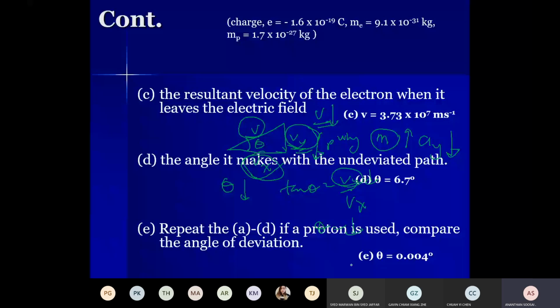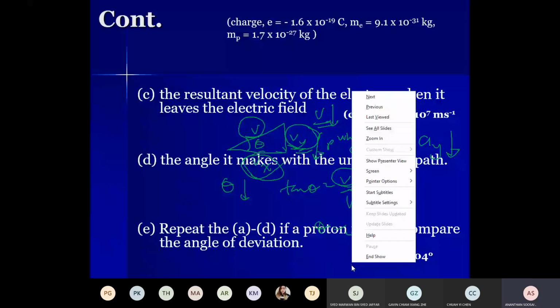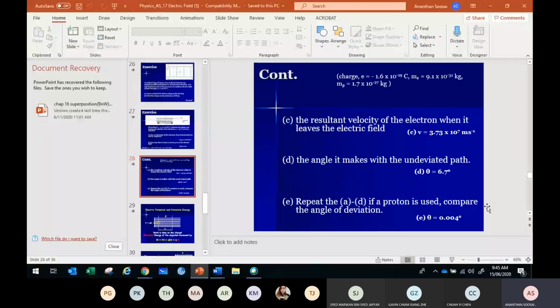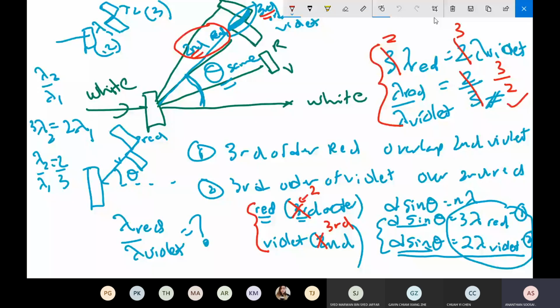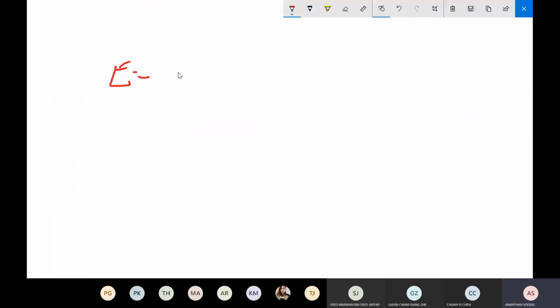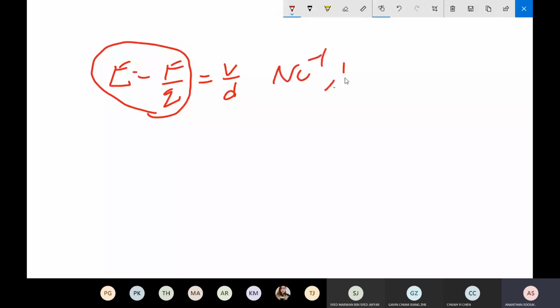Okay, so what did you learn today? You learned about electric field. So the last recap. Electric field strength is force per unit positive charge. By definition, it is force per unit positive charge. The unit is what? Newton per coulomb, or volt per meter. So that is electric field strength.